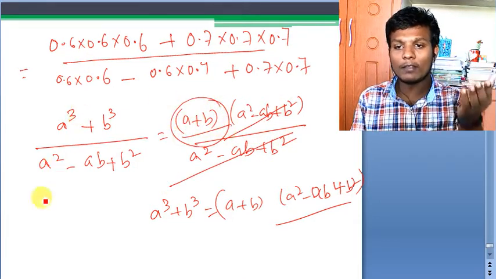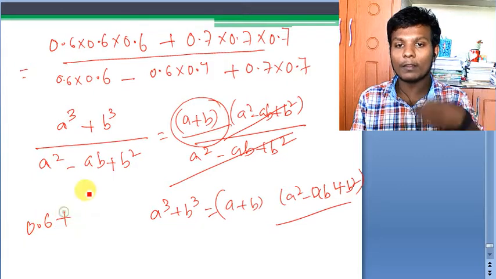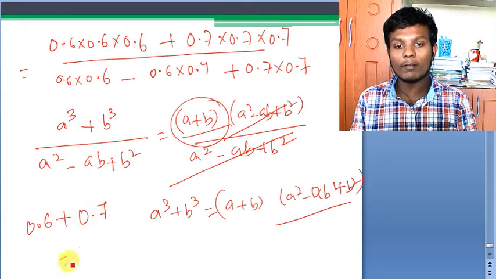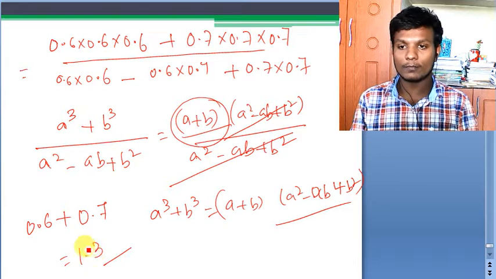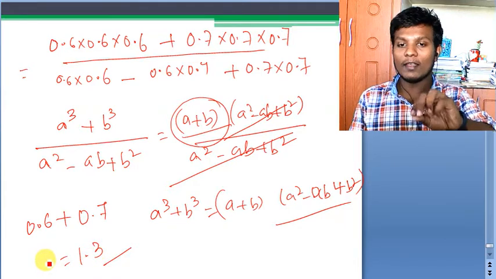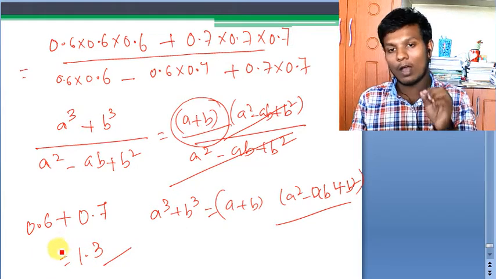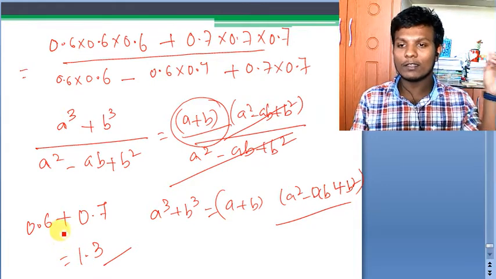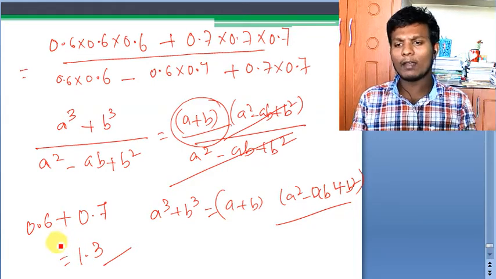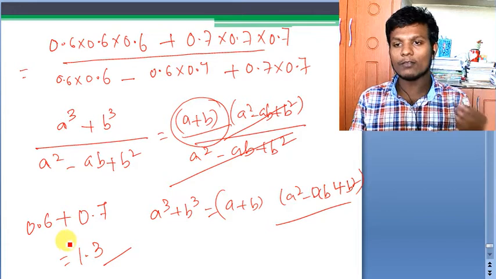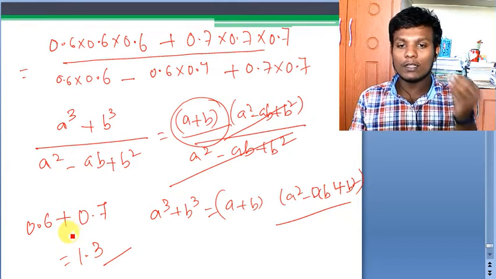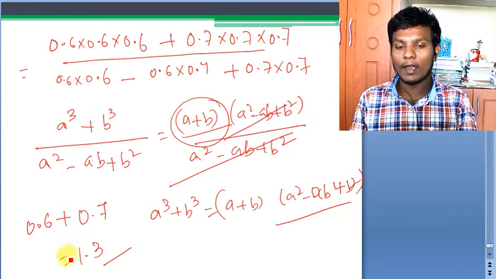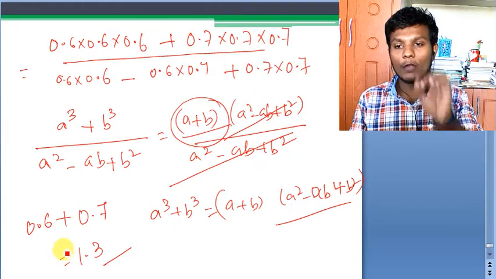What is the replacement of a? 0.6. What is the replacement of b? 0.7. It will be 1.3, your answer. So if you don't know these identities, it will take more than half an hour to solve the same question, which involves finding the cubes, subtracting them, dividing them. It is very tedious in nature. So this is the beauty of algebraic identities. If you know them once, you have to practice.